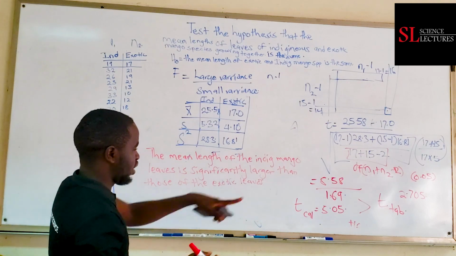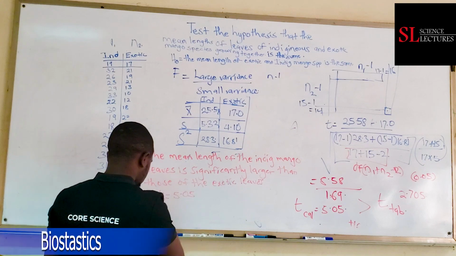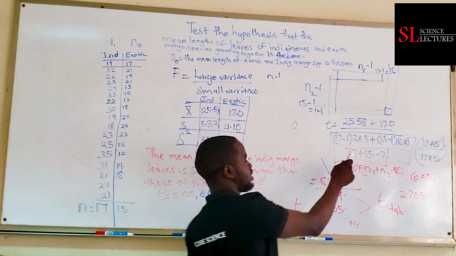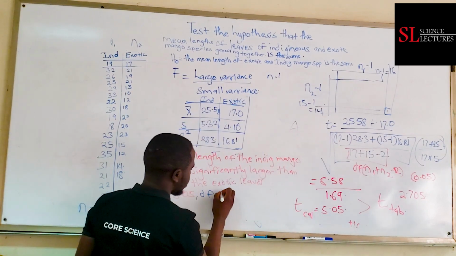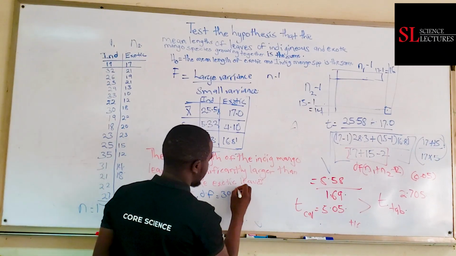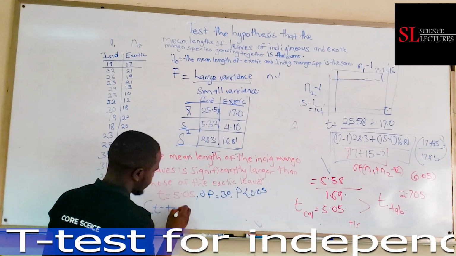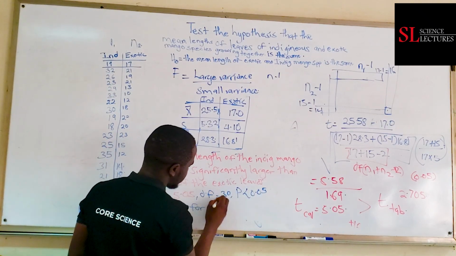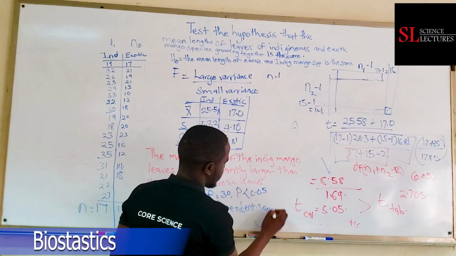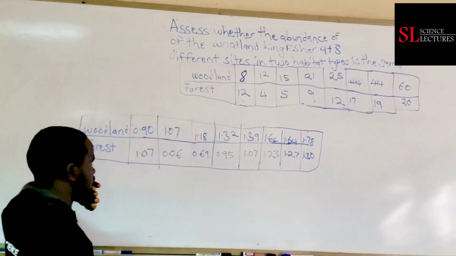Please don't forget to specify your t value, which you've calculated, 5.05. Don't forget to include your degrees of freedom, which is, we said, 17 plus 15 gives us 32 minus 2, which is 30. Since we rejected our null hypothesis, the probability is less than 0.05, and I've used a t-test for independent samples. And that is how you conclude.